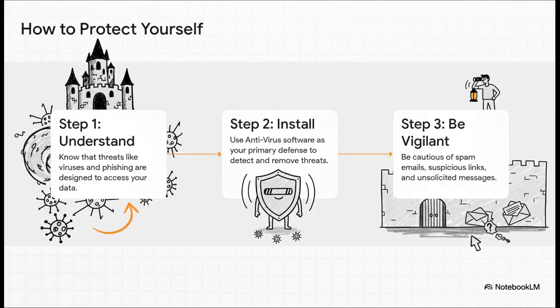So how do you actually defend your digital castle? It really boils down to 3 simple steps. First, just be aware of what the threats are. Know what you're up against. Second, install a guard at the gate. That's your antivirus software, and it's your first line of defense. And third, and this is probably the most important, you have to be the vigilant watchman on the wall. Think before you click on a weird link or open a strange email attachment. A little bit of caution goes a long, long way.